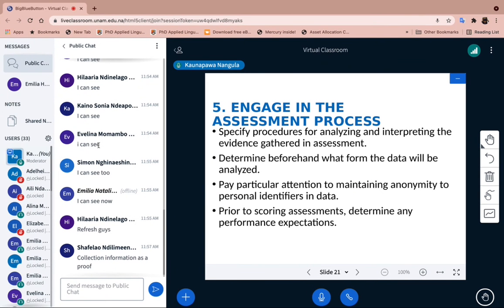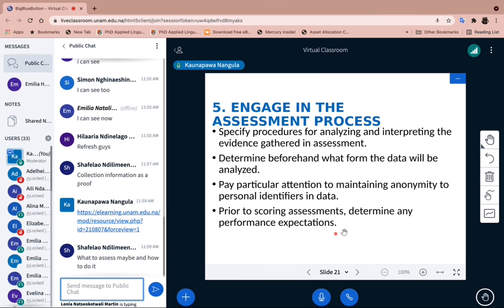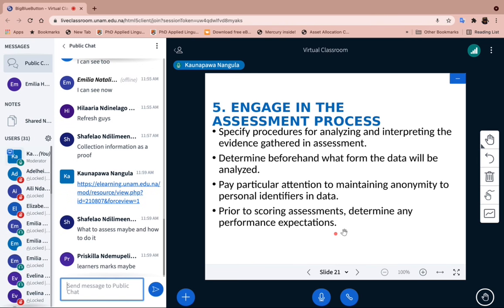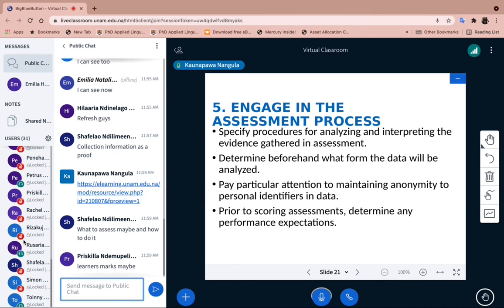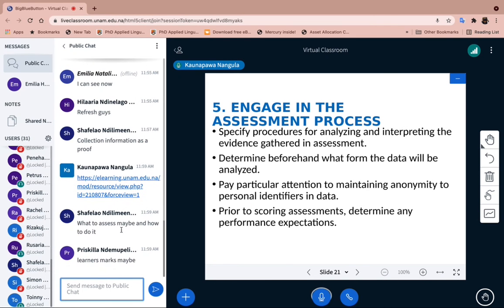Collecting information as proof. Yes. But what information are we talking about? Okay, thank you, Shafelao. When we're talking about collecting data, collecting evidence, what do we mean by that in this unit? Okay, thank you. And if you have a mic, you can always raise your hand and then say something instead of just typing, because typing takes a little bit of time.